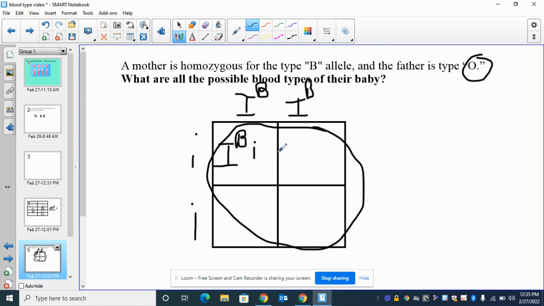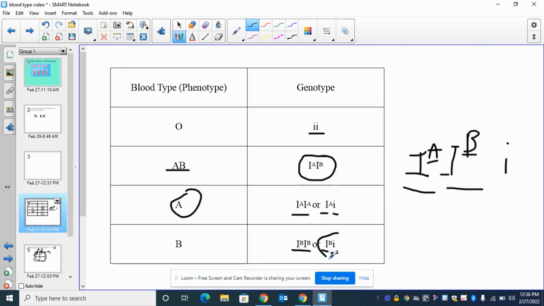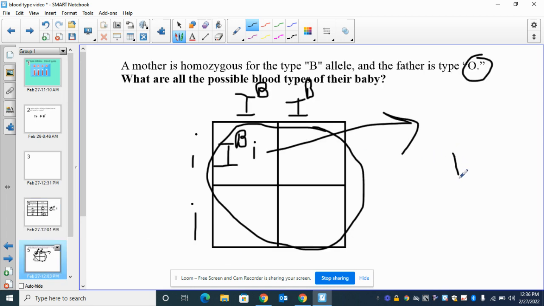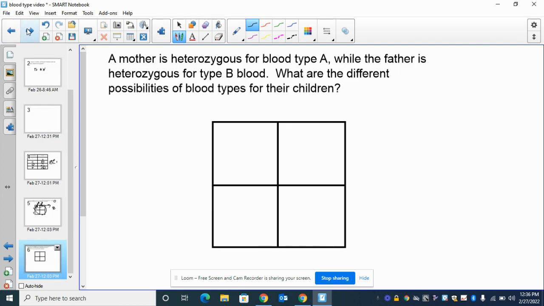So if you have that genotype, what would be your phenotype, or what blood type would you have? Let's go back and see. If I have one B and one O allele, I'm going to be blood type B. So every single one of their kids is going to have blood type B. There's no other exception. If those two people had kiddos, they would have to have blood type B for their children. Let's do one more example.